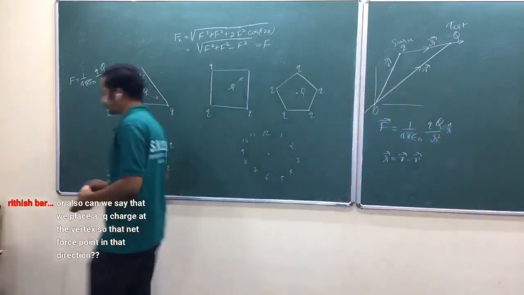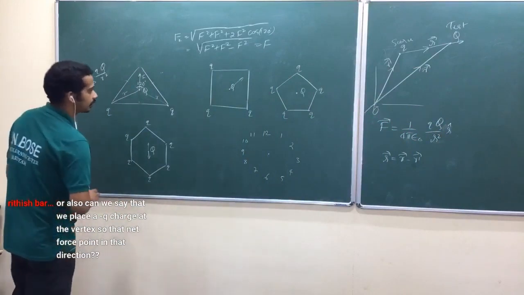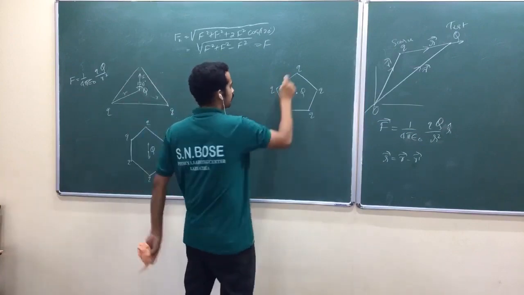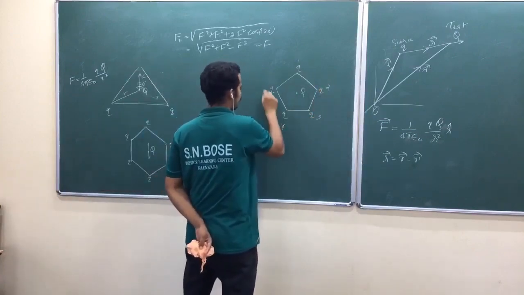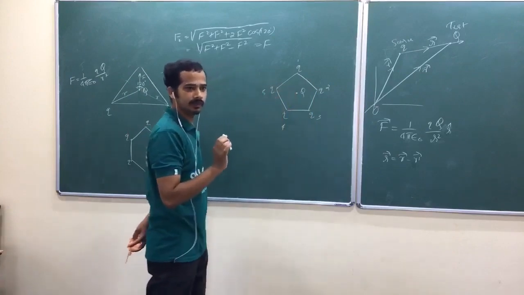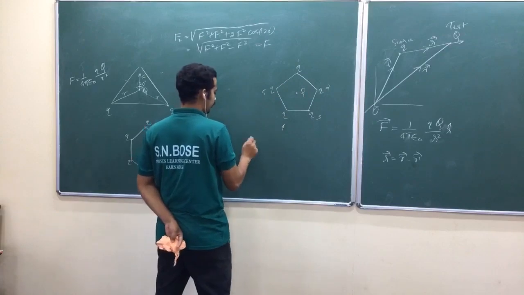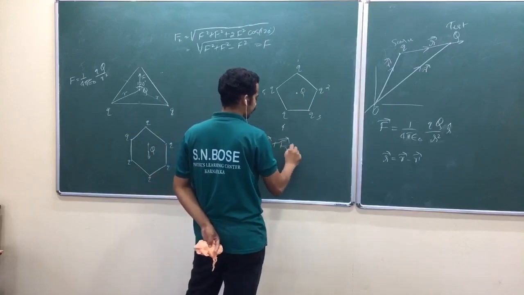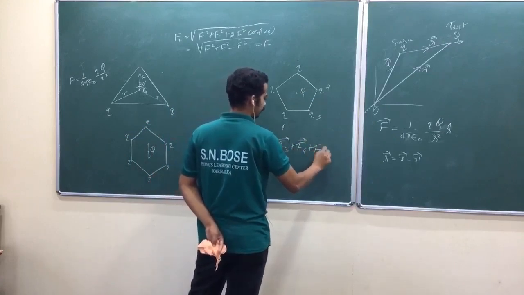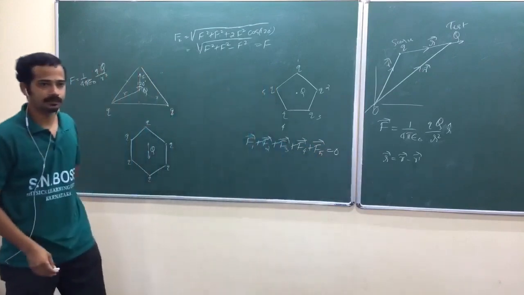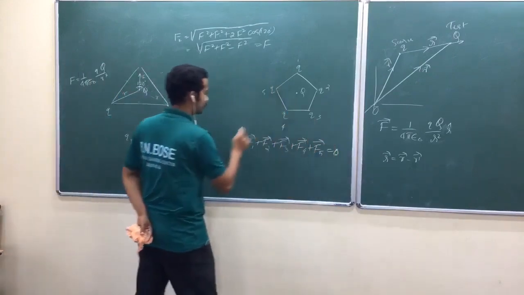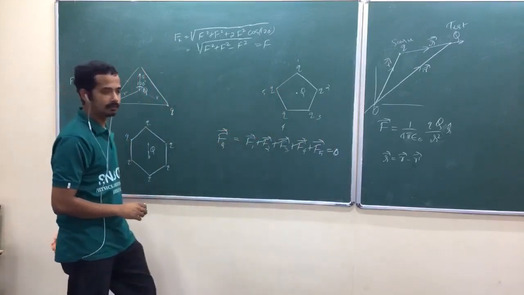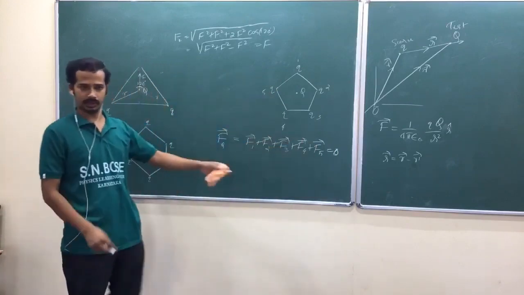Okay? Now wait a second. Let me write it this way. Let me take first charge, second charge, third charge, fourth charge, fifth charge. Okay, 5 charges. Now let me write the forces. The force on Q is equal to 0. Am I right? F1 plus F2 plus F3 plus F4 plus F5 is equal to 0, a null vector. The net force on Q in this configuration is equal to 0. Obviously, you can write it like this.